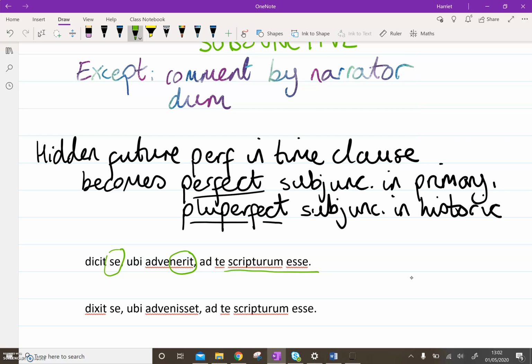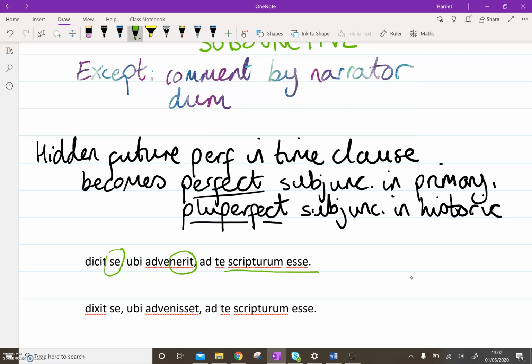Okay, which obviously freaks us out a little bit because we're translating a perfect subjunctive as the present tense. But it's got to be that way because it's got to happen before the future infinitive. And it's also got to happen in line with the original verb. So because dicit is primary sequence, as I've written above there, the future perfect becomes perfect subjunctive. What happens then when the original verb is historic sequence?